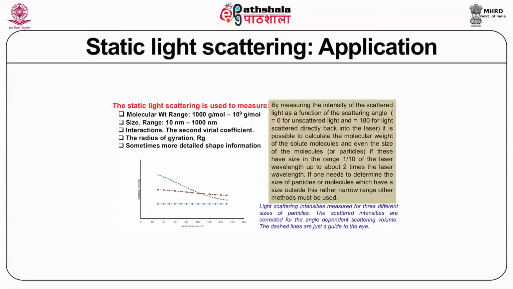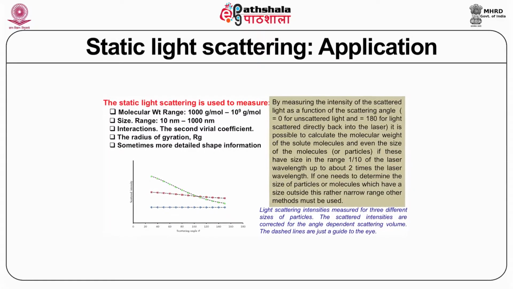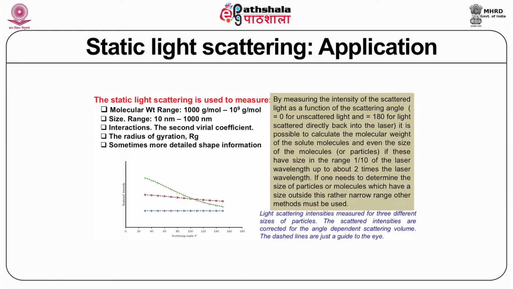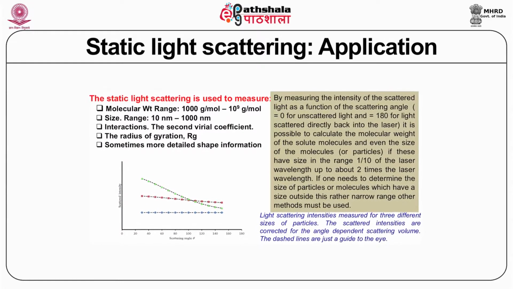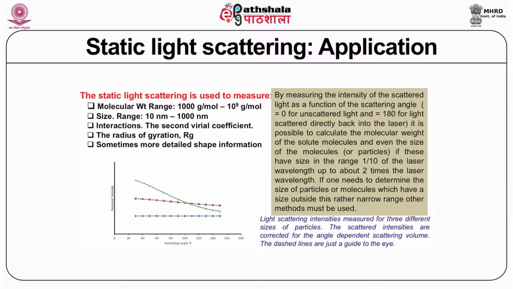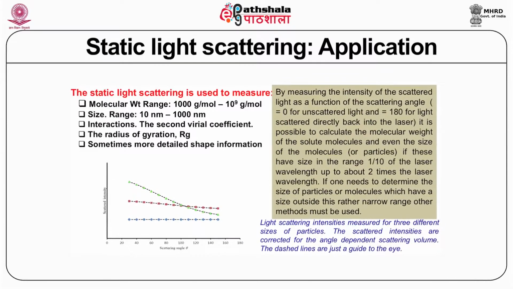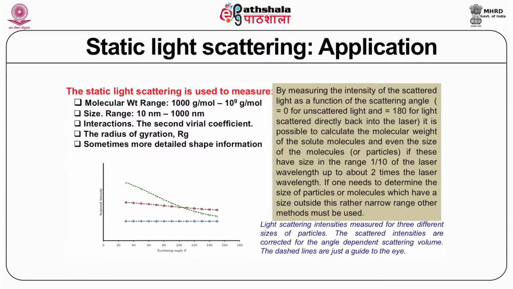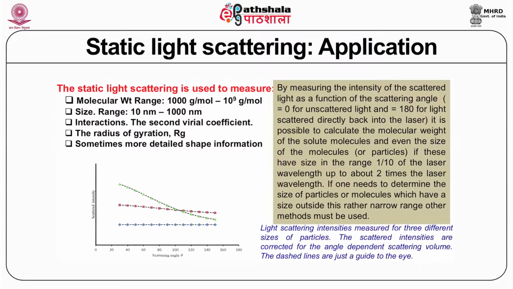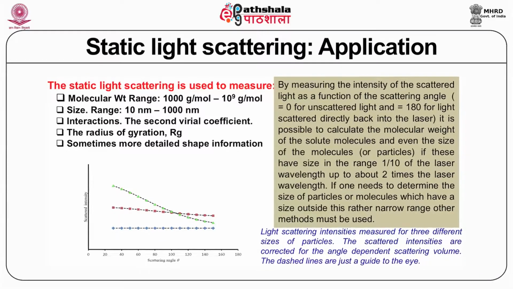Let us discuss the applications of static light scattering. Static light scattering is used to measure molecular weight ranging from 1000 gram per mole to 10 power 9 gram per mole. Its size range is from 10 nanometer to 1000 nanometer. It is used to estimate the interactions between particles by using the second virial coefficient. It is used to measure the radius of gyration, that is the Rg value, and sometimes it provides detailed information on the shape of the particle.